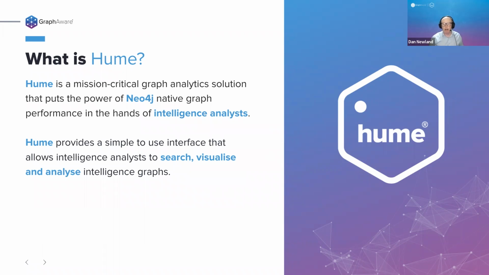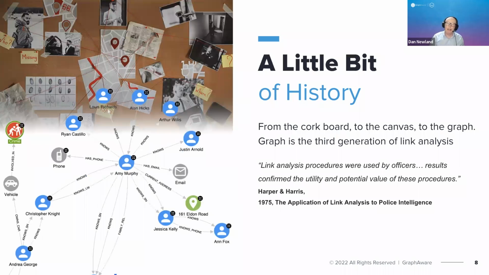So intelligence analysts don't have to learn Cypher, they don't have to learn graph theory, they don't have to learn graph data science. All of that becomes available to them in a really simple and easy to use interface, which allows them to search, visualize, and analyze intelligence graphs. So a little bit of history.